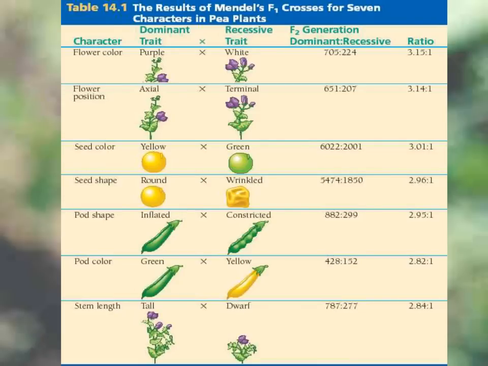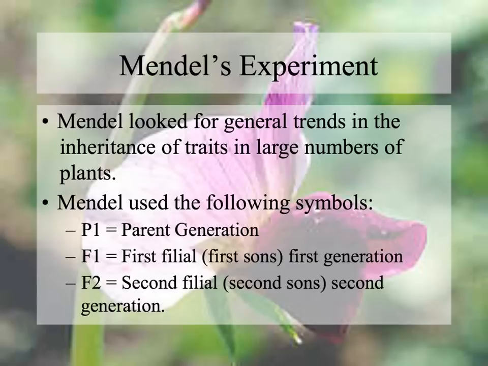And here we can see this. Here, obviously, a little bit of a typo. Those should be white up there, but you can see what I refer to. Everyone can tell when I say purple versus white. The ones that are a little bit different: axial, notice the flower comes out of the middle; terminal, it's at the end. Green versus yellow. This is wrinkled versus round, inflated versus constricted, green, yellow, and so on. The dominant characteristics are found here. The recessive characteristics are found there.